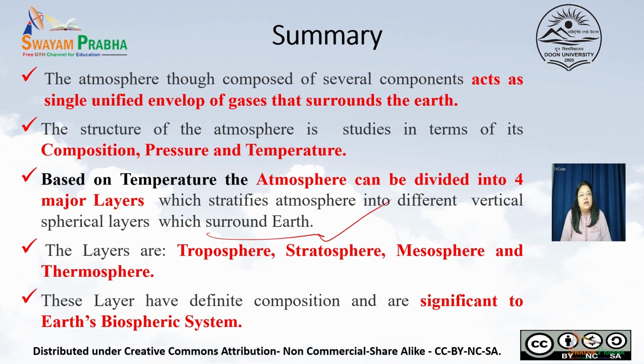Although these layers have definite characteristics and definite temperature variations, they have a definite role in supporting the biospheric system on Earth, including man. Each layer has definite significance to the Earth's biospheric system. They may have individual roles to play in maintaining life on Earth, and they also act as part of a greater umbrella, the atmosphere, which acts as a single unified envelope of gases that surrounds the Earth. Each layer with its definite characteristics plays a definite role, and they are part of a greater single unified system called the atmosphere, which protects our Earth and makes life possible, making our planet unique.